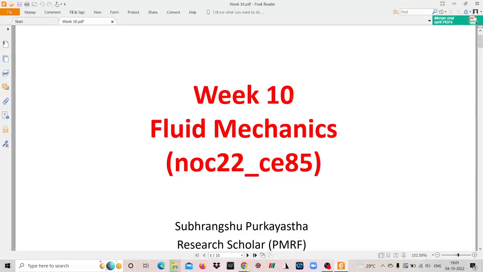If you have gone through the lectures, you must have understood how to derive the Navier-Stokes equation and how to use it for solving simple flow problems like flow between two parallel plates or flow inside a pipe. In today's session we'll be solving a few problems related to the application of the Navier-Stokes equation.